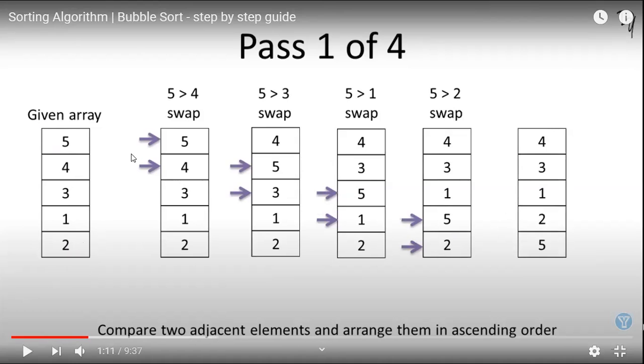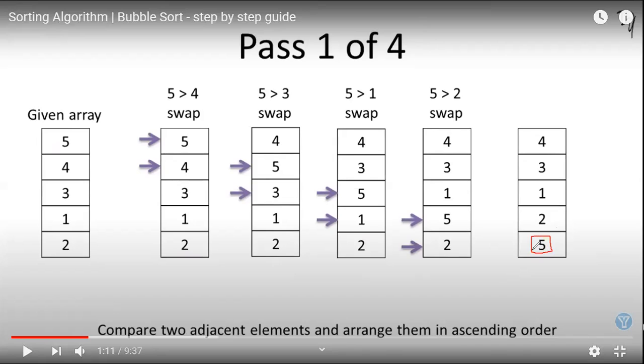So at the first pass, in bubble sort, as we have just seen, we need n minus 1 passes in total. At the first pass, we start by checking two adjacent elements: first these two, and these two, and these two, and these two. That is what we have done till now, and finally this is the final array at the end of the first pass.